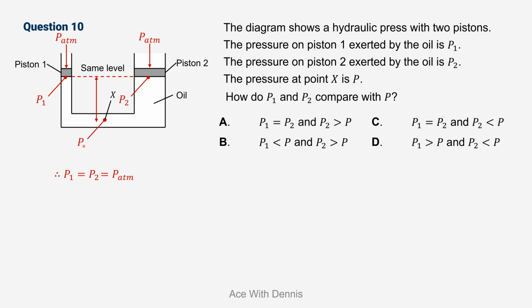Okay, next we want to find the pressure at point X here. So this will be the height of point X to the top level of the oil. Okay, so the pressure at this point will be the atmospheric pressure from outside plus the pressure from the oil. So we can use this formula h rho g to calculate the pressure of the liquid, which is oil in this case. As you can see from the equation here, the pressure P will be greater than P2 because we have the pressure from the oil. Hence, the answer is C, P1 equals P2 and P2 is less than P.